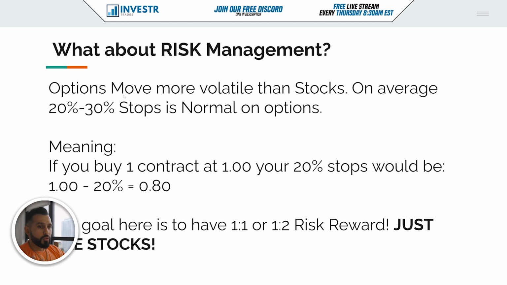So again, options move more volatile than stocks do. On average, if you're day trading options, you want to have 20 to 30% stops in regards to your options. Now everyone's risk is different, but that's my rule of thumb, 20 to 30%. Meaning if you buy one contract at $1, your 20% stop would be 0.8. So if the contract drops in value towards 0.8, then you cut your losses and you get out, okay? The goal here again is to have a good risk to reward. So if you're gonna risk 20%, you wanna try to make 20 or even 40% on the upside.